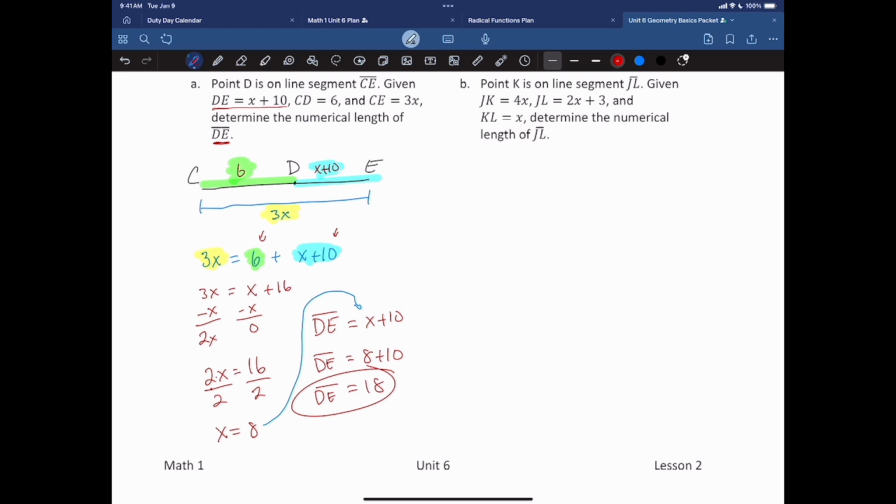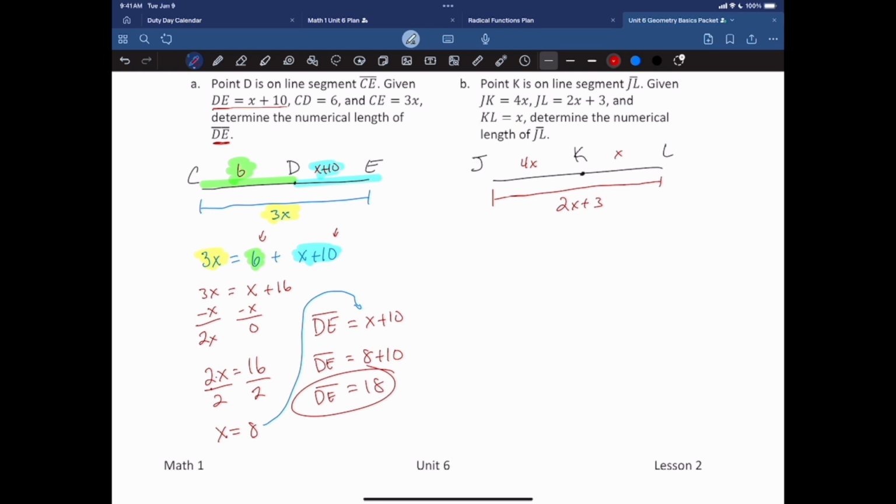Okay, that's letter A. So letter B now, again, set it up. So we have a line segment, JL. We're told that a point K is somewhere on there, where JK is going to be 4x. We're told that JL, so that's going to be my total distance, is 2x plus 3. And that KL is just going to be x.